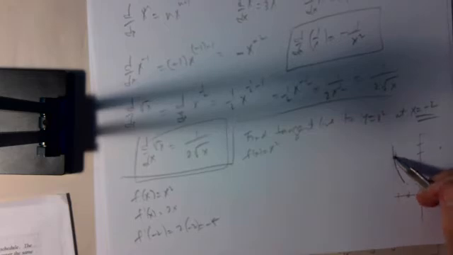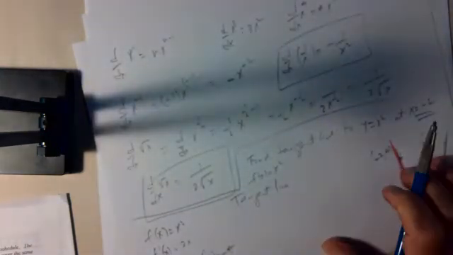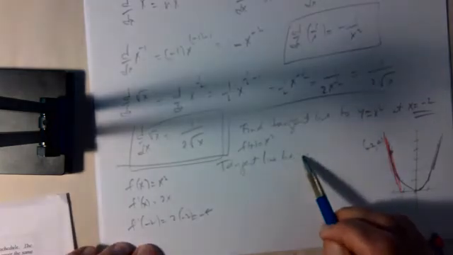What does the graph of this parabola look like? This is the graph of the parabola. And this is the point minus 2, 4. And the tangent line, some line over here. So the tangent line at x equals minus 2 has slope minus 4. So what is the equation of the tangent line?